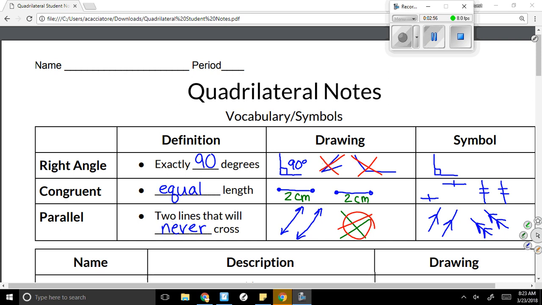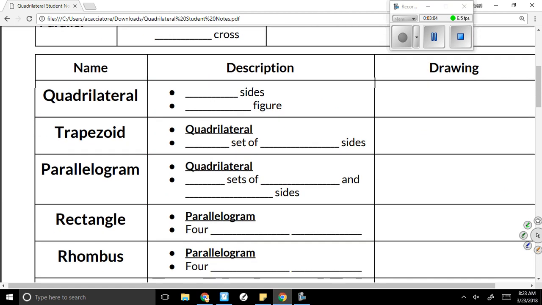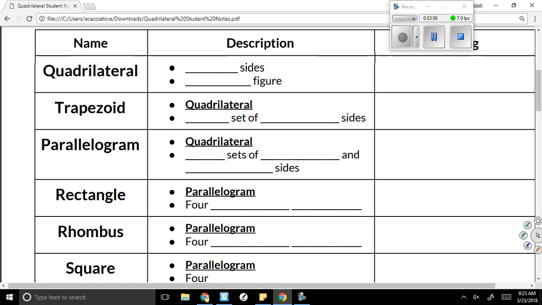All right, so now that we've gone through our vocabulary, we're going to move down to the names of our different quadrilaterals. So first up on our quadrilaterals is simply a quadrilateral. A quadrilateral is the word that we use for a shape that has 4 sides and is a closed figure. So some examples that I want to put in this drawing column. Even if it's a weird shape, if it has 4 sides and it's closed, it works.